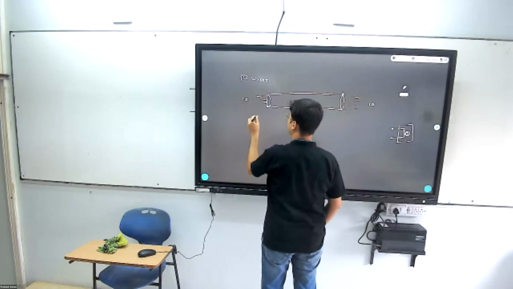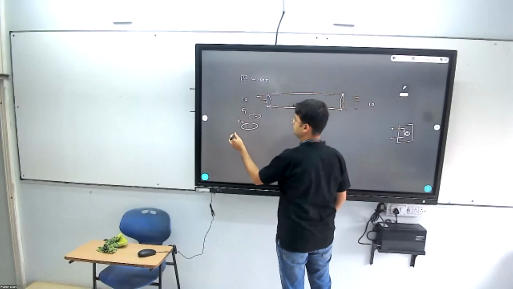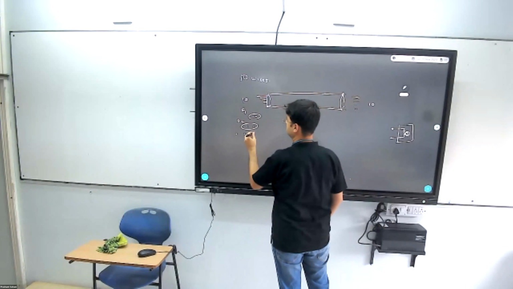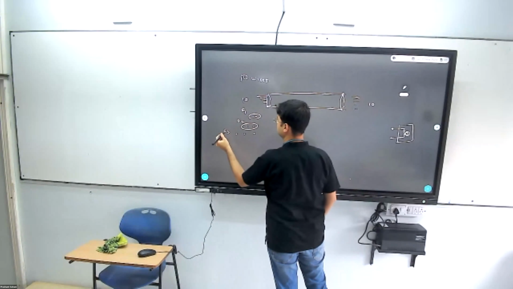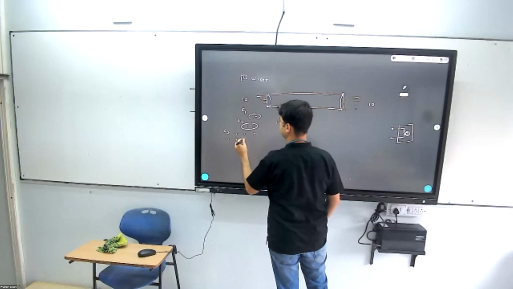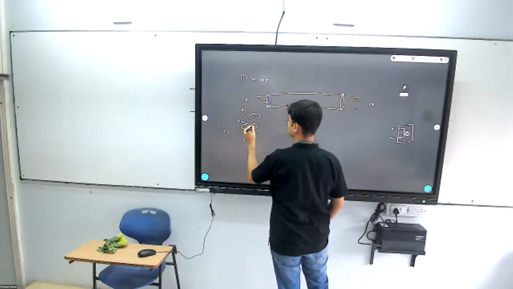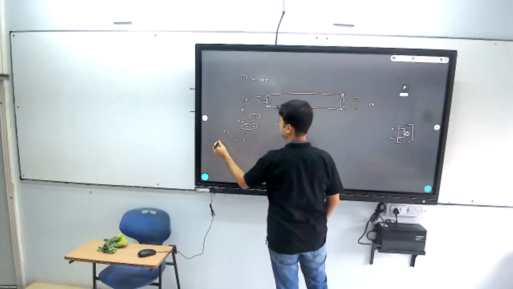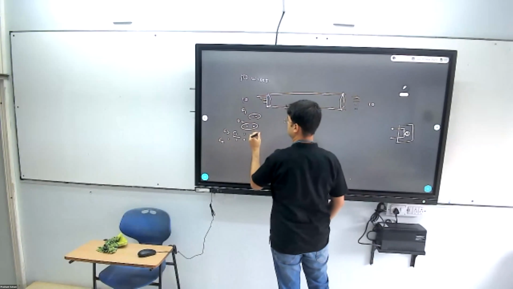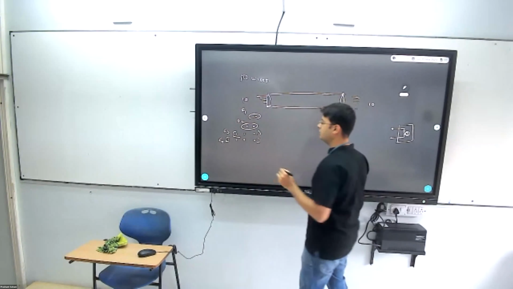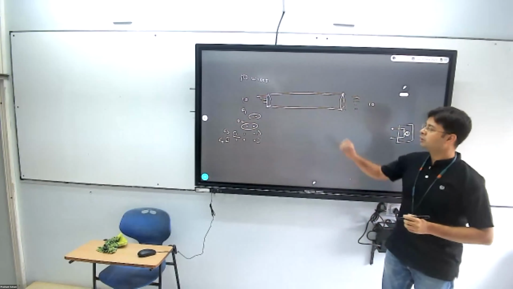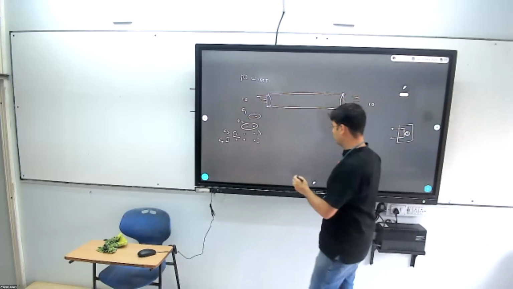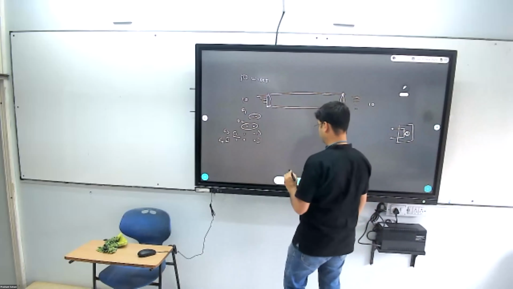Then the next group, G2, has two wires. Then G3 has three wires. And finally G4. If I make this kind of grouping, what will I do? I will connect all the wires in one group together. So I will join the ends of all these wires together. I will join this, I will join this, I'll join this.